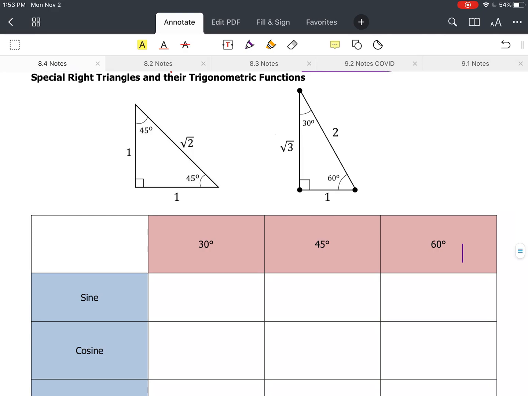Last thing, special right triangles. Ooh, guess I gotta go home. Just kidding. All right, so special right triangles, let's try to finish it up before the next bell rings.